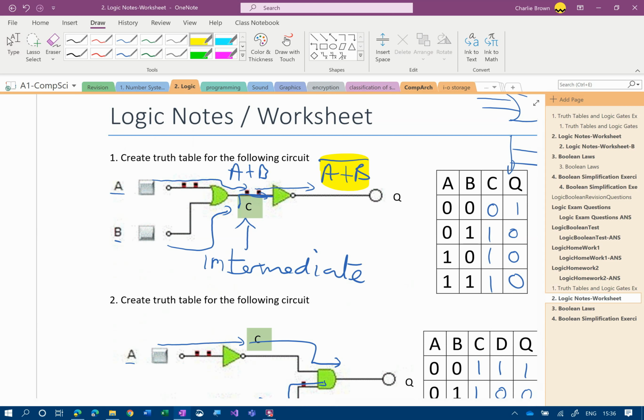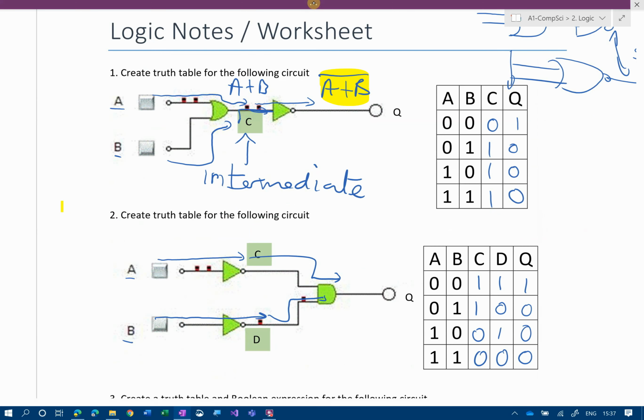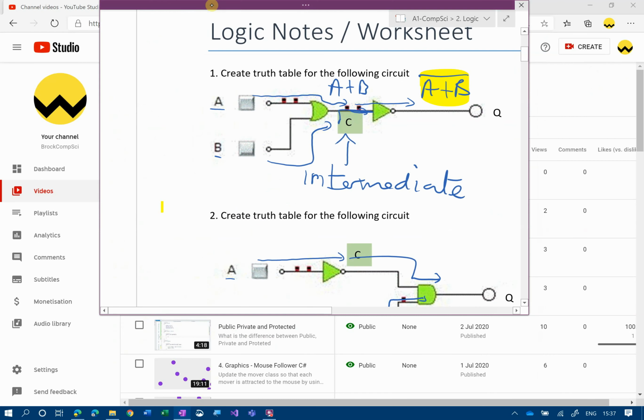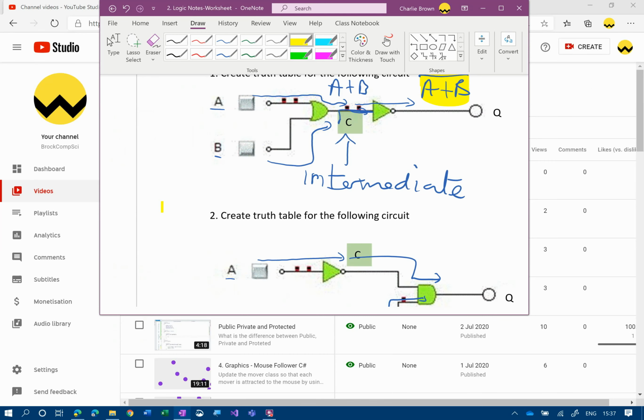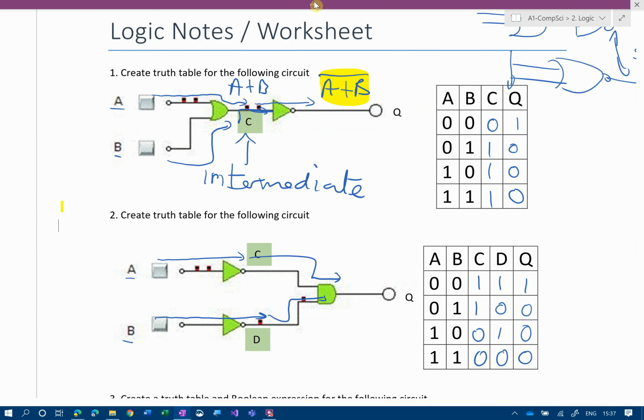I'm going to do that too, so just pause the video for now and try it. Right. Okay then. So what about the Boolean expression for number 2? What do we have then?